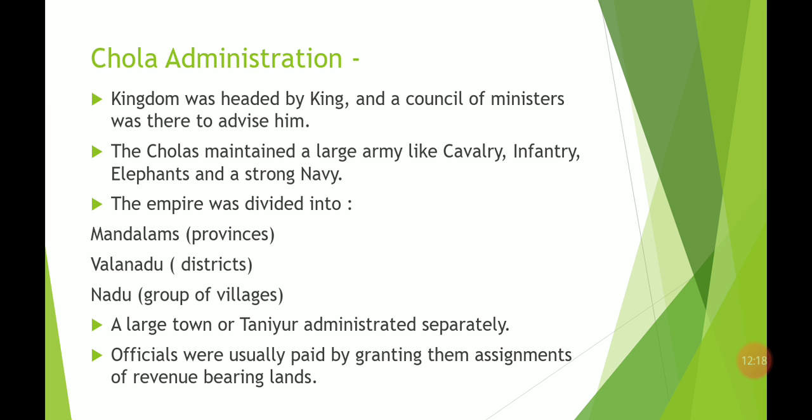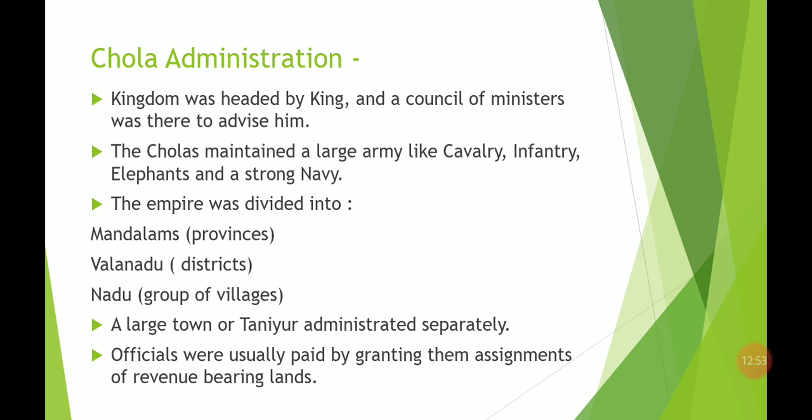Also, the Cholas maintained a large army, like I explained: the cavalry, infantry, elephants, and a strong navy. This is the main feature of the Chola dynasty: they had a numerous as well as strong army. The empire was divided into Mandalams, meaning the whole empire was divided into provinces. Then each province was divided into Valnadus, meaning districts, and a group of villages was known as Nadus.